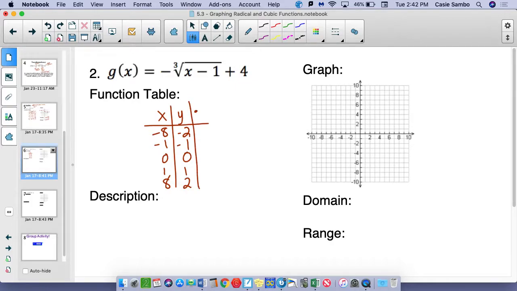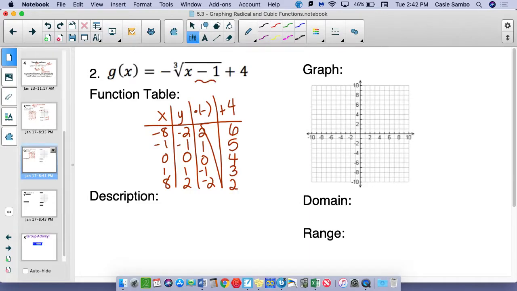Starting from the left, we're going to multiply by a negative. Then, we're going to add 4, because that's also on the outside. So we get 6, 5, 4, 3, 2.